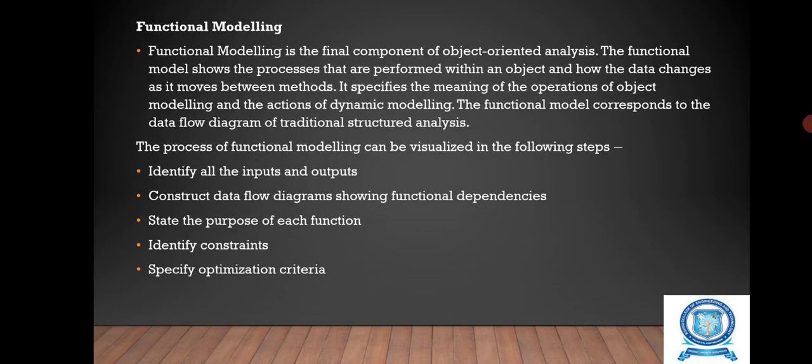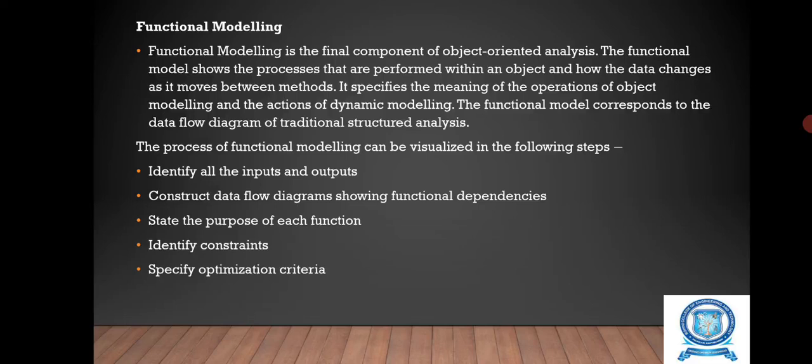Functional modeling. Functional modeling is the final component of object-oriented analysis. The functional model shows the processes that are performed within an object and how the data changes as it moves between the methods. It specifies the meaning of the operations of the object modeling and the actions of dynamic modeling. The functional model corresponds to the data flow diagram of traditional structured analysis.